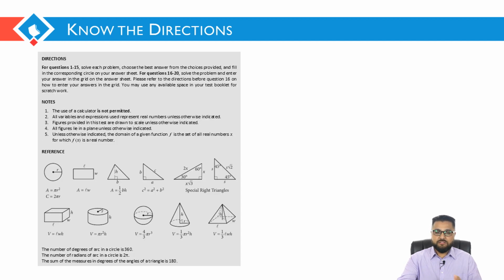And this is what the directions look like on the exam, right? So in this case, this is for math. It tells you for questions 1 through 15 what to do with each problem, what to do with 16 to 20. They give you certain notes. So in this case, they tell you the calculator is permitted. Variables and expressions represent real numbers unless indicated otherwise. So you know what assumptions to make, and they give you some basic formulas and some pieces of information down at the bottom. So it's important to make sure that you understand this.